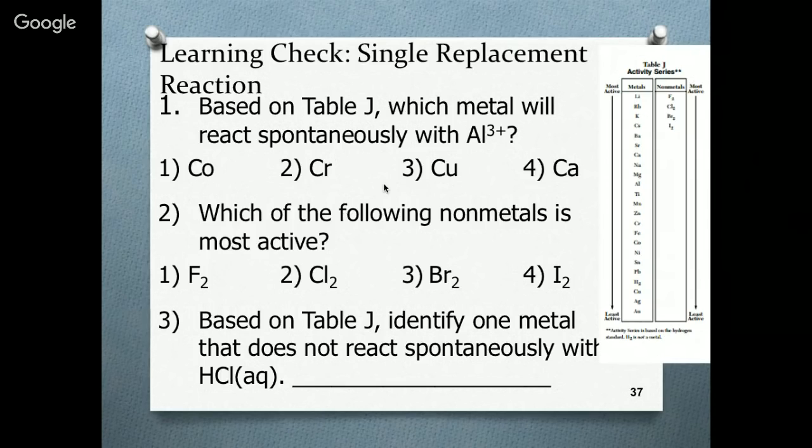A question came through about OIL RIG on the review. I don't use OIL RIG, I use LEO GER, but with OIL RIG, oxidation is losing. It's just talking about losing electrons, so again, becoming more positive.